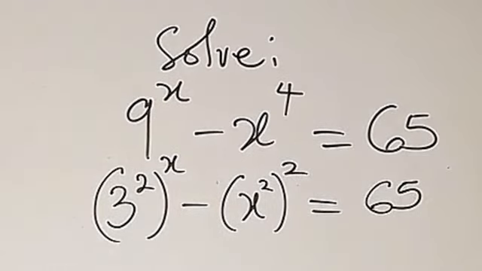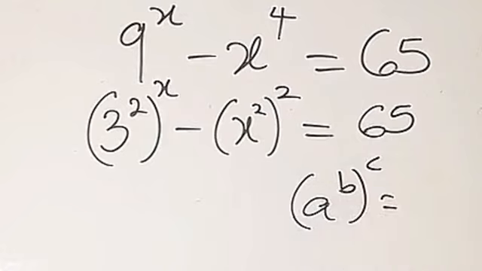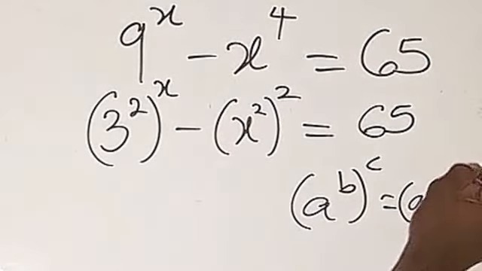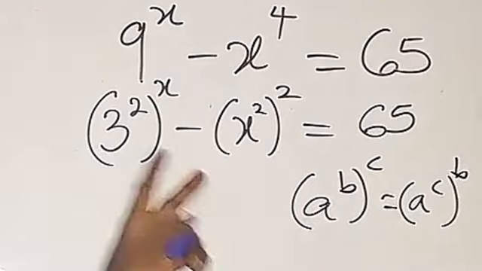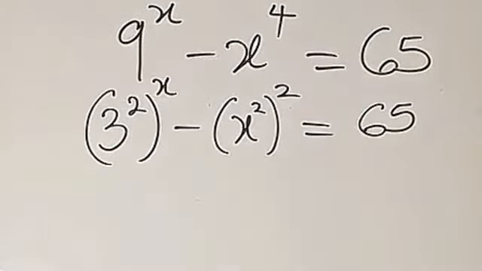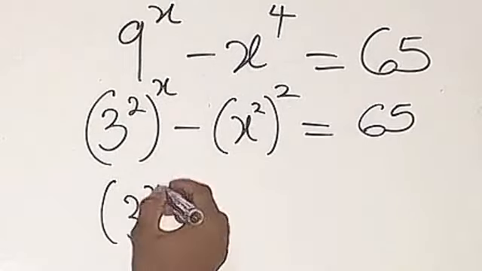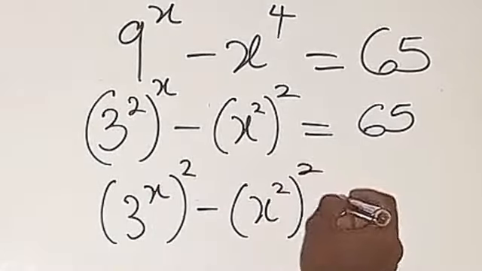Now, the next thing we're going to do here, from the law of indices, we have a to the power of b and to the power of c. You can as well write it as a to the power of c, then to the power of b, so that the powers interchange. That is very simple. So the 2 will go up, the x will come in. We have this, then we have 3 to the power of x to the power of 2 minus x to the power of 2 to the power of 2 equals 65.